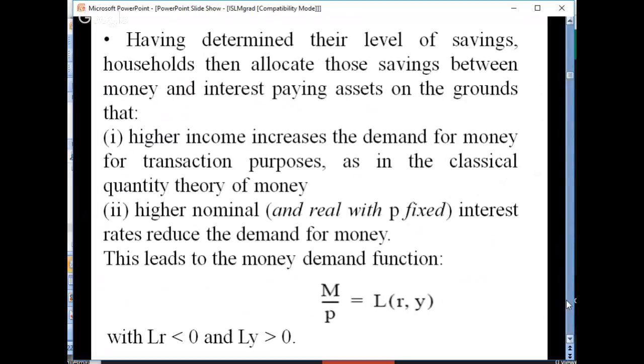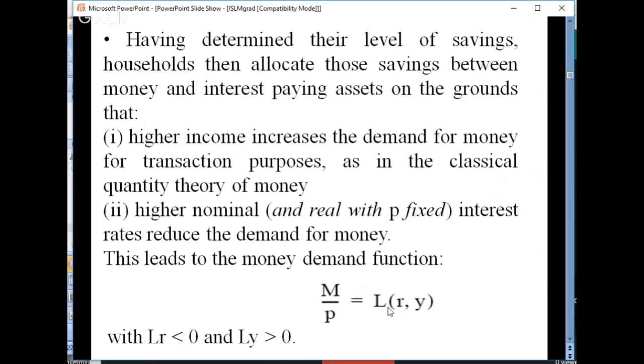So having determined the level of savings, households then allocate savings between money and interest-paying assets. There's two factors. One is higher income increases the demand for money for transaction purposes. And that really wasn't a big deal. Number two, higher nominal interest rates reduce the demand for money. Again, that one's not such a big deal with fixed prices.